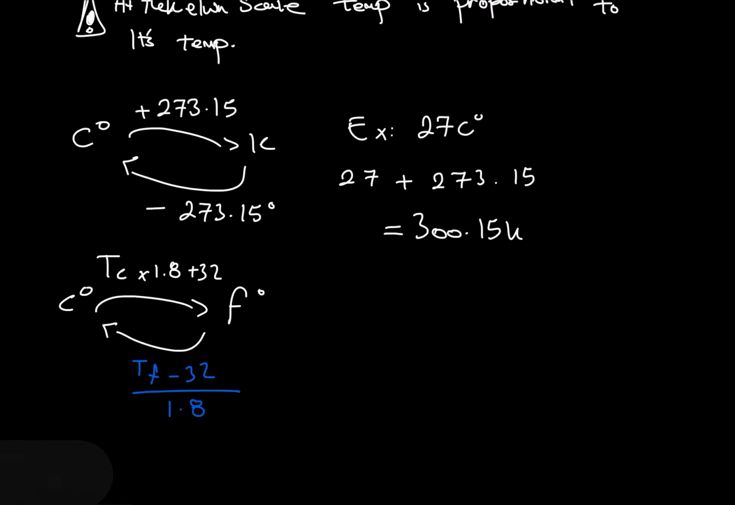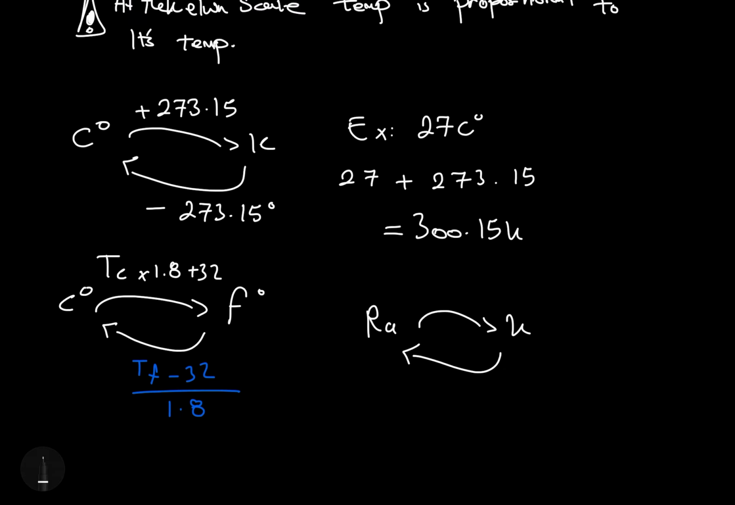And last but not least, sometimes we have a unit called Rankine. Whenever you want to go from Rankine to Kelvin, you just have to divide by 1.8. And from Kelvin to Rankine, you have to multiply by 1.8.